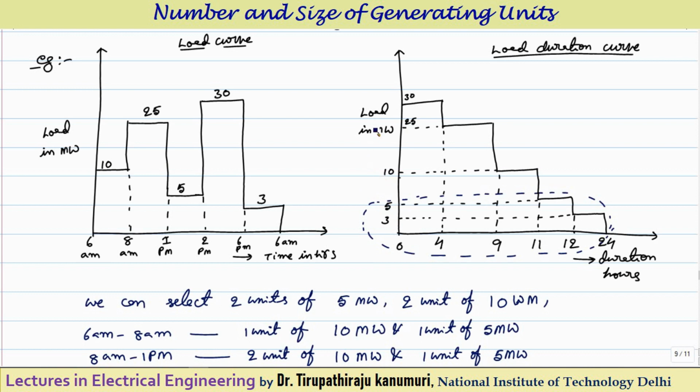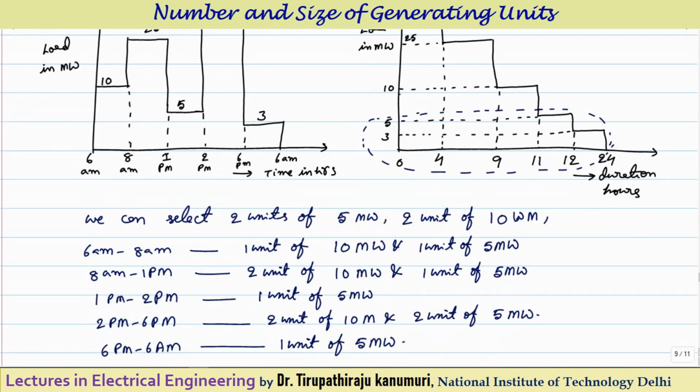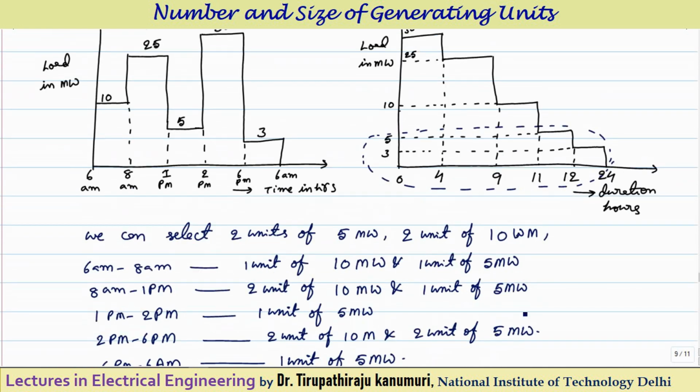So from 10 to 25 there is a difference of 15, and 25 to 30 there is a difference of 5. So 15 plus 5, a total of 20 more is required. For getting the 20 more, I am taking 2 units of 10 megawatt. That means I am taking 2 units of 5 megawatt and 2 units of 10 megawatt. Let us see by using these how we can get the ideal curve, or how we can fit them in a proper way so that the efficiency will improve, and the plant capacity and the plant use factor will improve.